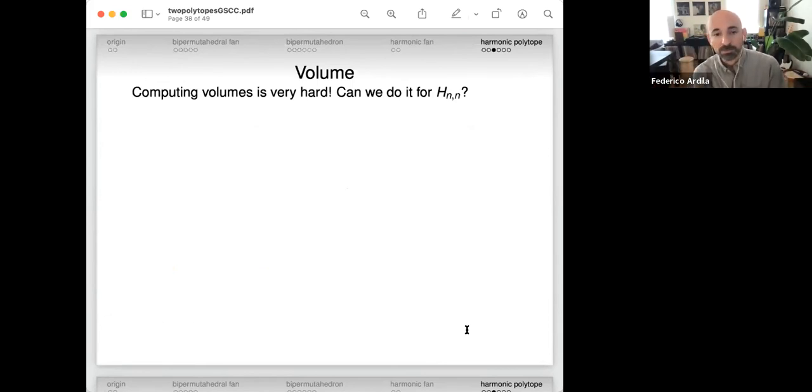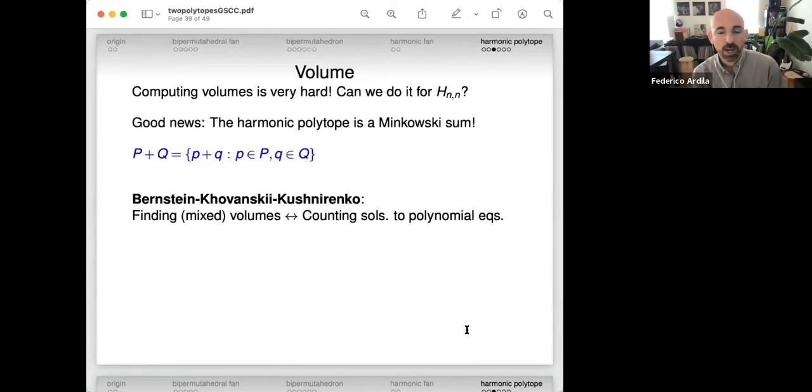But for the harmonic fan, we can do it. Why? Because it turns out that the harmonic polytope is a Minkowski sum. This is the definition of a Minkowski sum of 2 polytopes: P plus Q is the set of sums of a point in P and a point in Q. Whenever you have a polytope that is a Minkowski sum, this theory kicks in by Bernstein, Khovanskii, and Kushnirenko that tells you that finding volumes, in particular this theory of mixed volumes, ends up being reduced to counting solutions to polynomial equations.